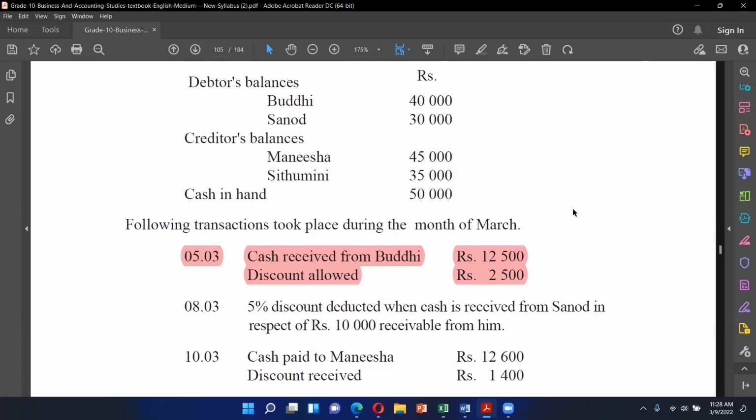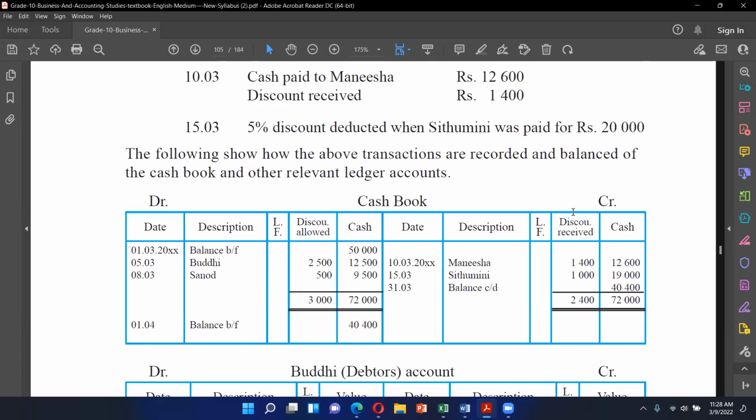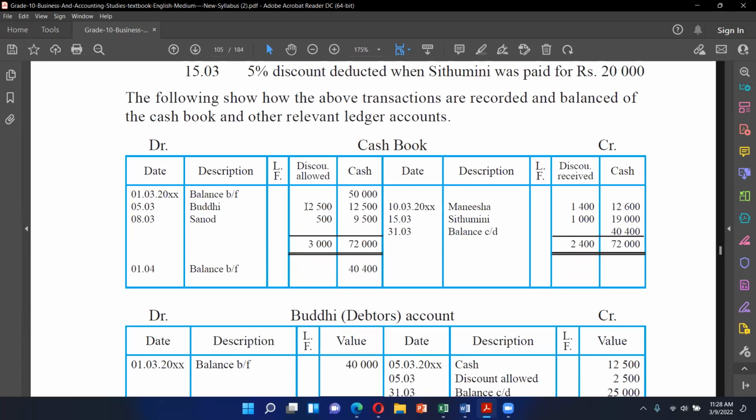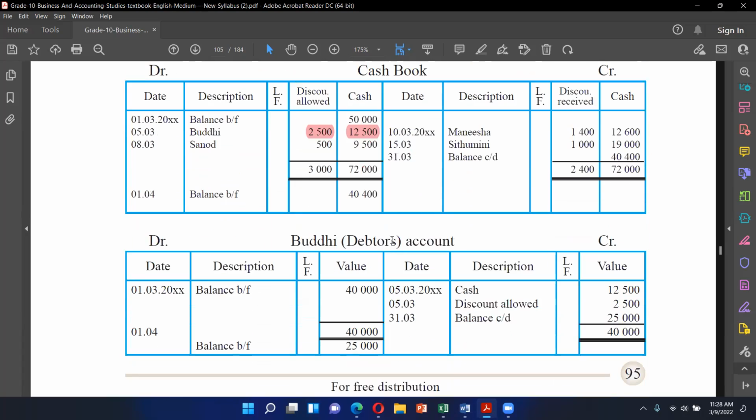Okay, so cash debit 12,500. Discount allowed is an expense, so that also debit 2,500. Credit the debtor separately. If you take the answer here, discount allowed 2,500 in the discount allowed column in the cash book debit side, and cash column debit side 12,500. And in the debtor's account, you record the credit side, cash 12,500 and discount allowed 2,500.